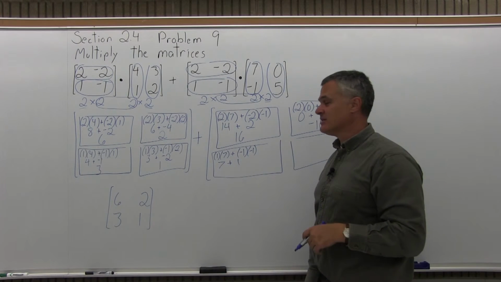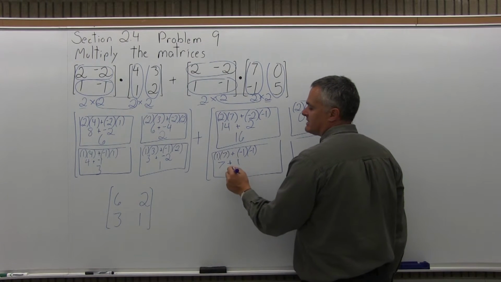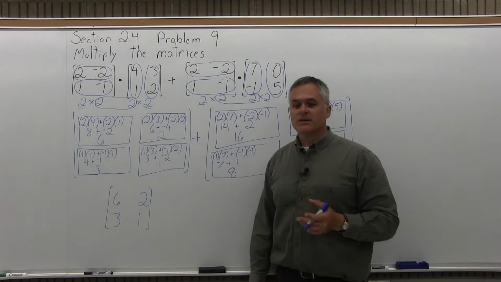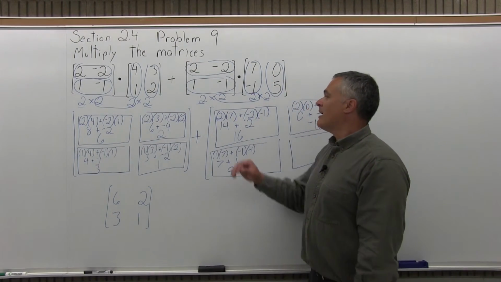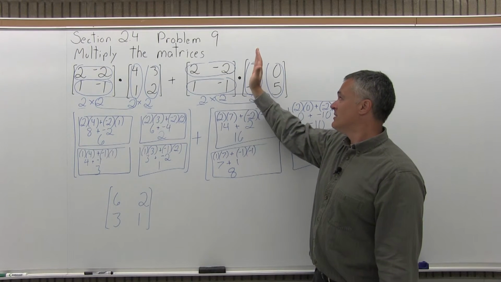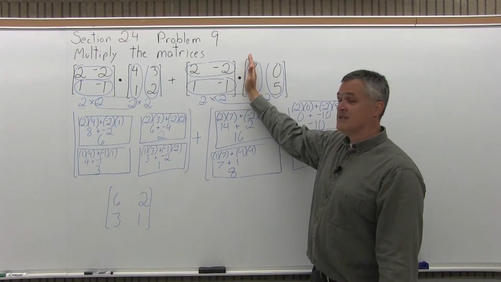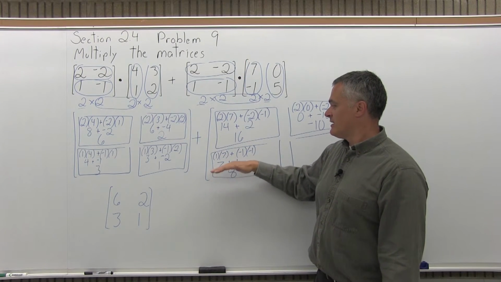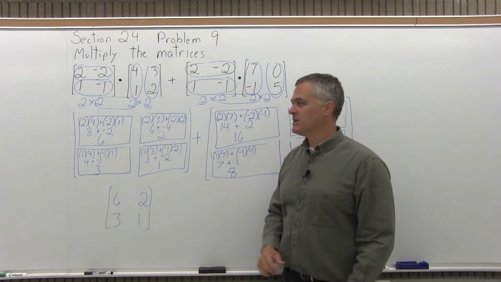Again, the negatives cancel. Pay attention to the signs. And then 7 plus 1 is 8. And that 8 winds up in the spot where I put it. I multiplied the bottom row of the first matrix times the first column of the second matrix, giving me a result of 8, and I put that result of 8 in the bottom row and first column of my solution.